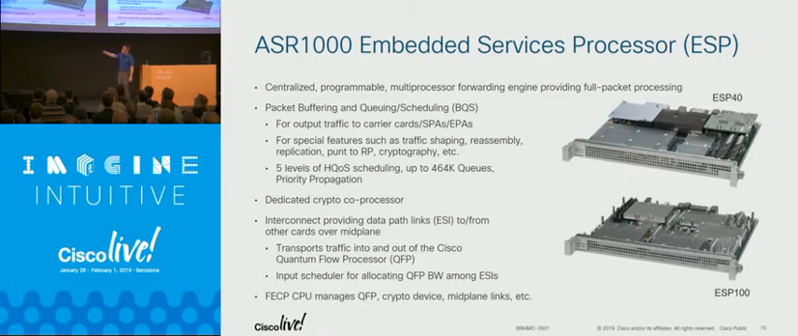The second thing the ESP has is the traffic manager, the buffer queuing scheduling system. It does your MQC configuration, the traffic shaping, the queuing, and the scheduling. It's all done in hardware. You can configure as many queues as you want. You will not see performance degradation as you would see in some of the other platforms.